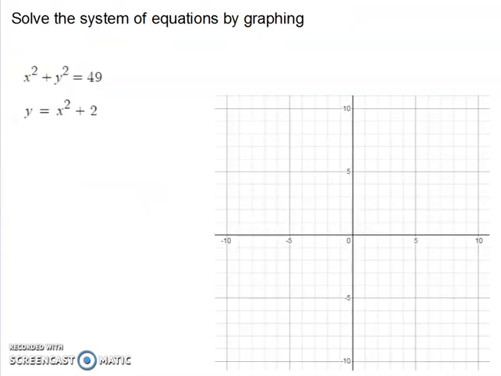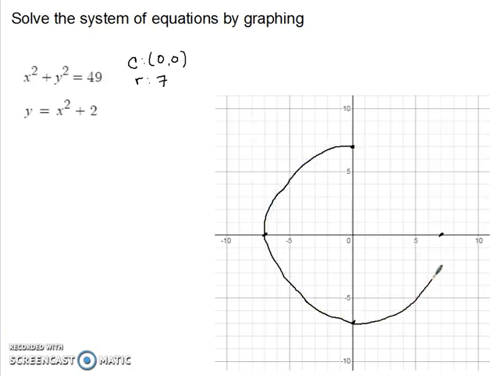I'd like to take a look at this nonlinear system of equations, and I would like to go about it by solving by graphing. So this first equation is a circle. It is centered at the origin because my x squared and my y squared have no horizontal or vertical shifts. And then my radius is going to be the square root of 49, which means that my radius is 7. So I have a center at the origin and the radius is 7, so I can go 7 in each of the left, right, up, down directions, and then I will do my best to sketch a circle through those 4 points.